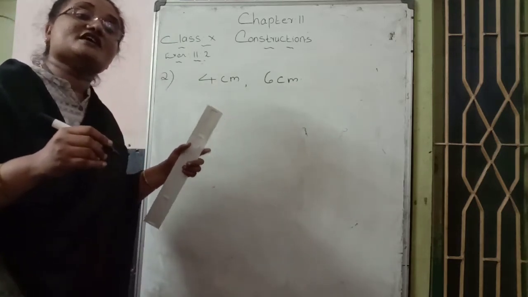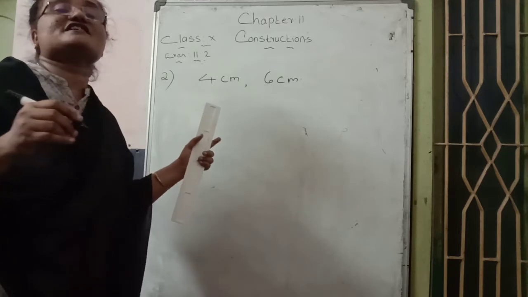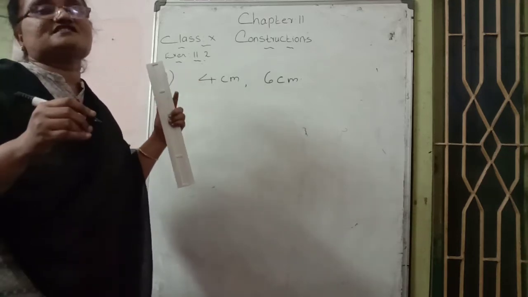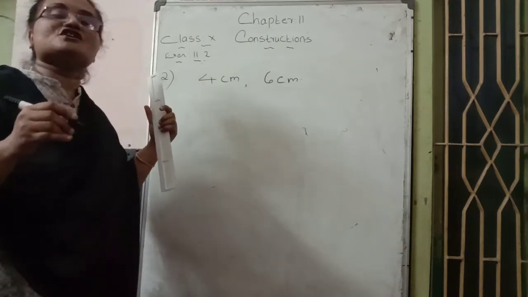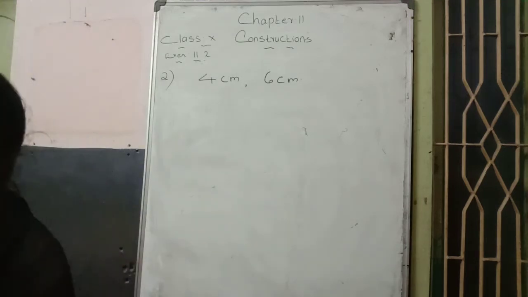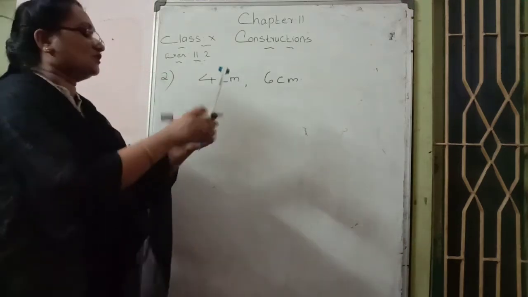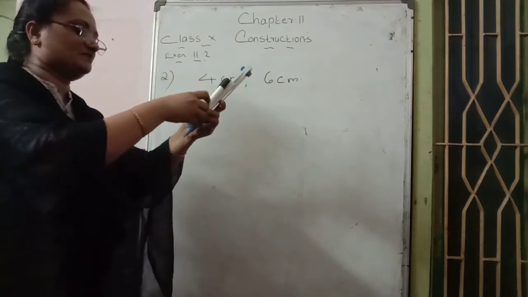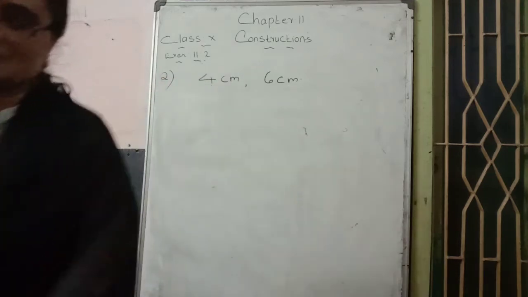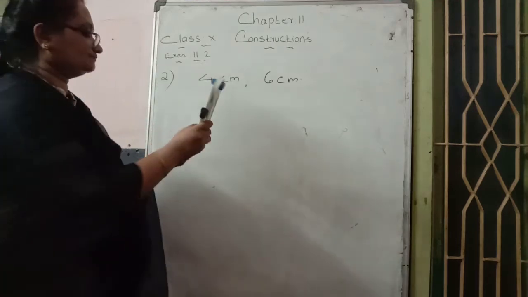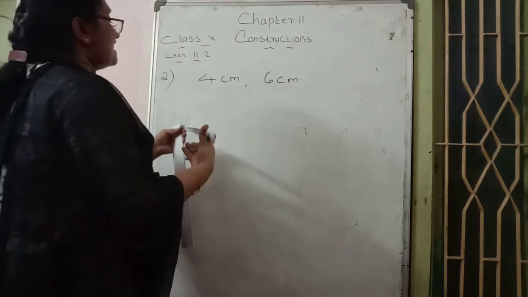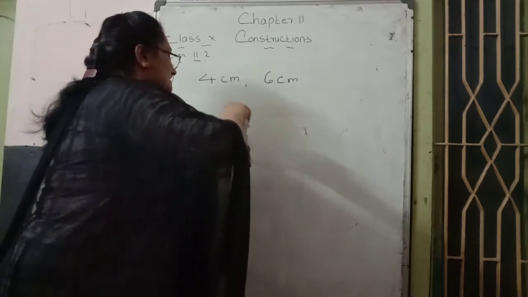Then draw the tangent for the 4 centimeter circle, that is the first circle. Draw a tangent for the first circle. That is the meaning of the second question. Here also the same procedure. How to do it? First, with the help of the compass and scale, draw a 4 centimeter circle. Take 0 to 4 centimeter and draw a circle.